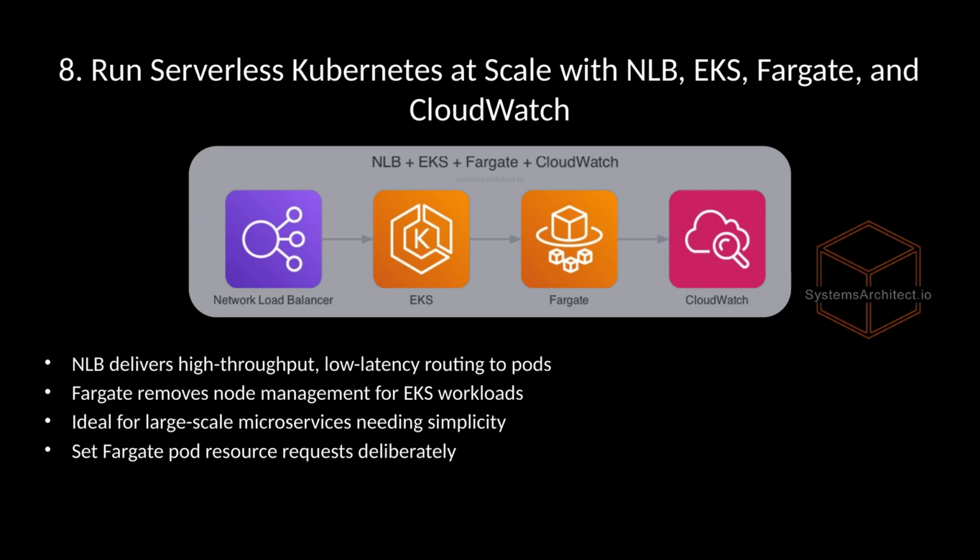The result is enterprise-grade Kubernetes without the overhead of managing node capacity. It's well-suited to large-scale microservices deployments where operational simplicity matters as much as scalability. A strategy worth adopting is setting Fargate pod resource requests deliberately, since they directly control cost and scheduling.